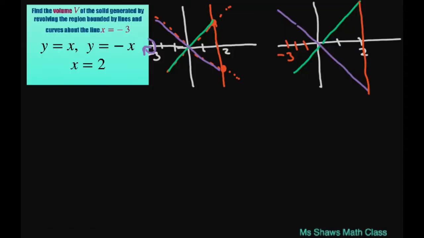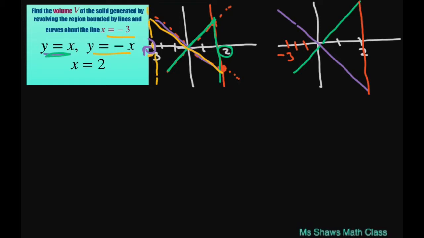So basically I drew two graphs here, and let me explain them. The first graph here is y equals x. That's this green line here. We have x equals 2, so I have the 2. Then we have y equals -x. This is this one, goes like this. And then, of course, it revolves about the line x equals -3.